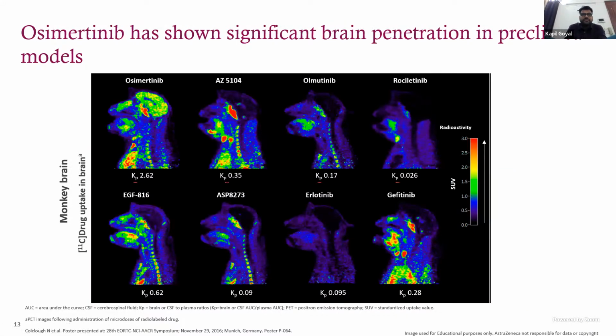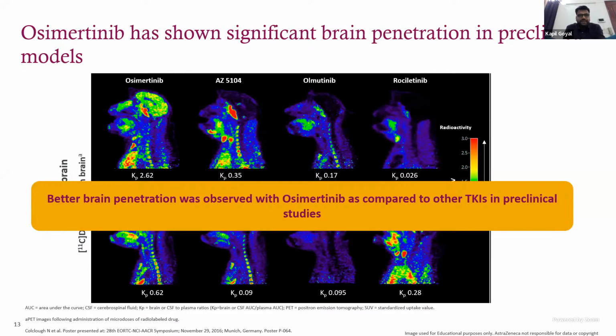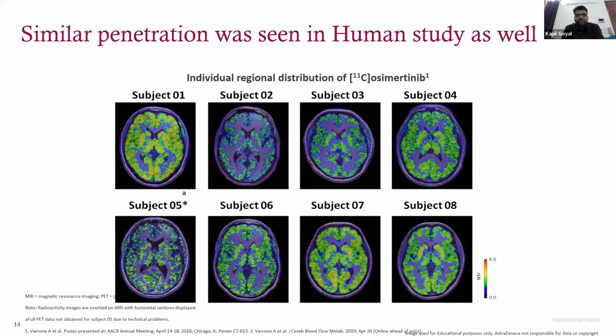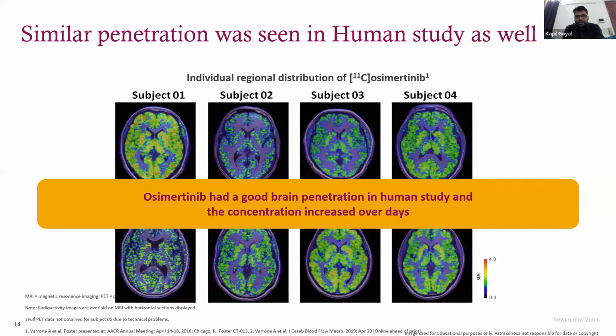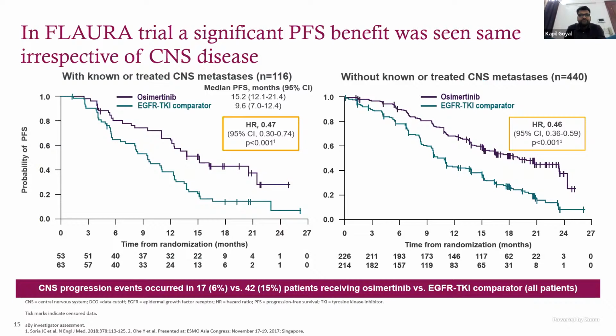Osimertinib has shown significant brain penetration in preclinical models. In the preclinical model, we see more uptake, the red-orange area, where osimertinib uptake is higher. So better brain penetration is observed with osimertinib compared to other TKIs in preclinical studies. Similar penetration was seen in the human study as well. If we look at the MRI and metabolic scans of 8 different subjects, the individual regional distribution of osimertinib is shown, and it has good brain penetration, and the concentration has increased over a number of days.